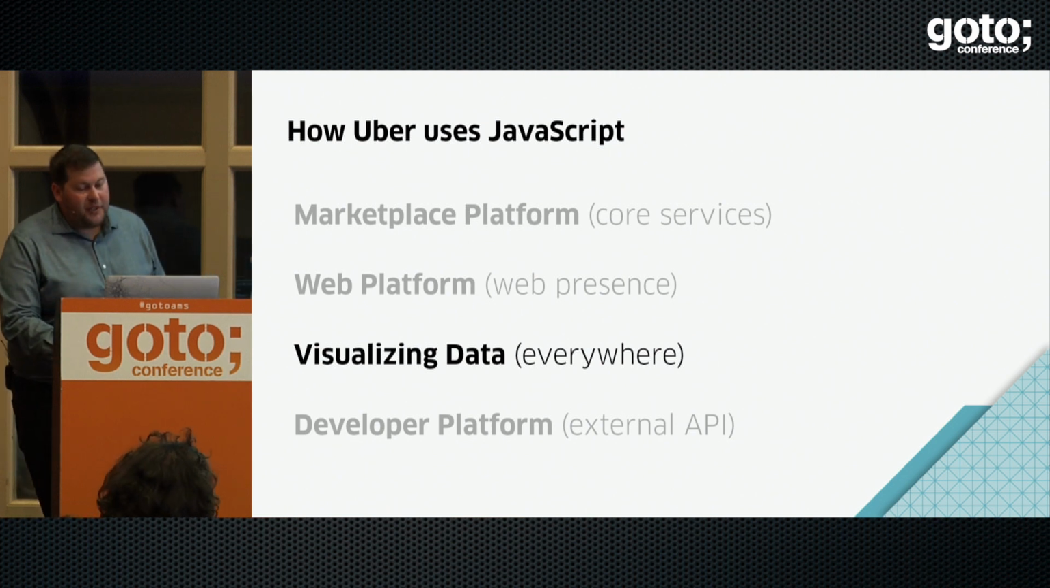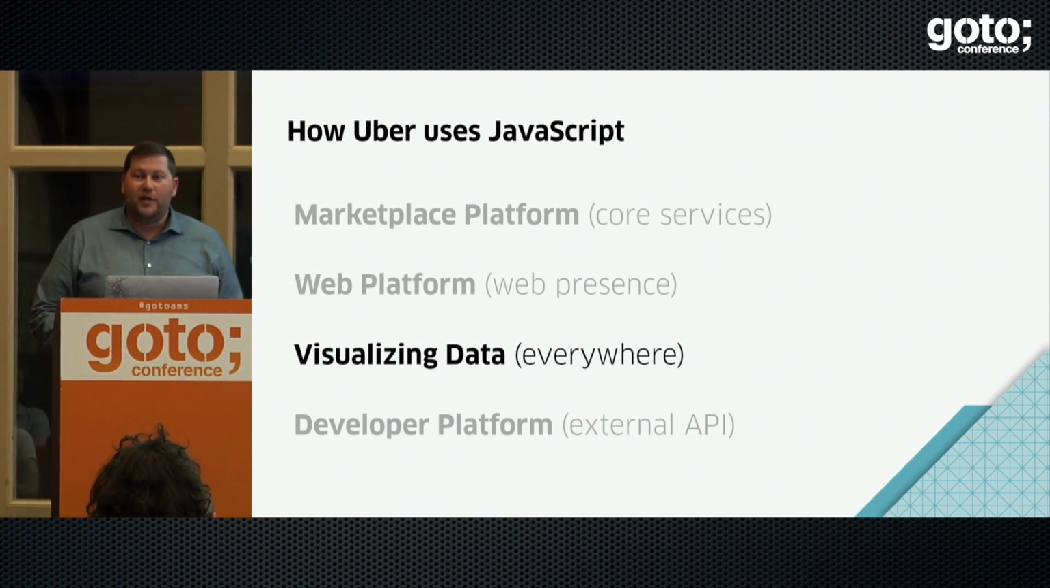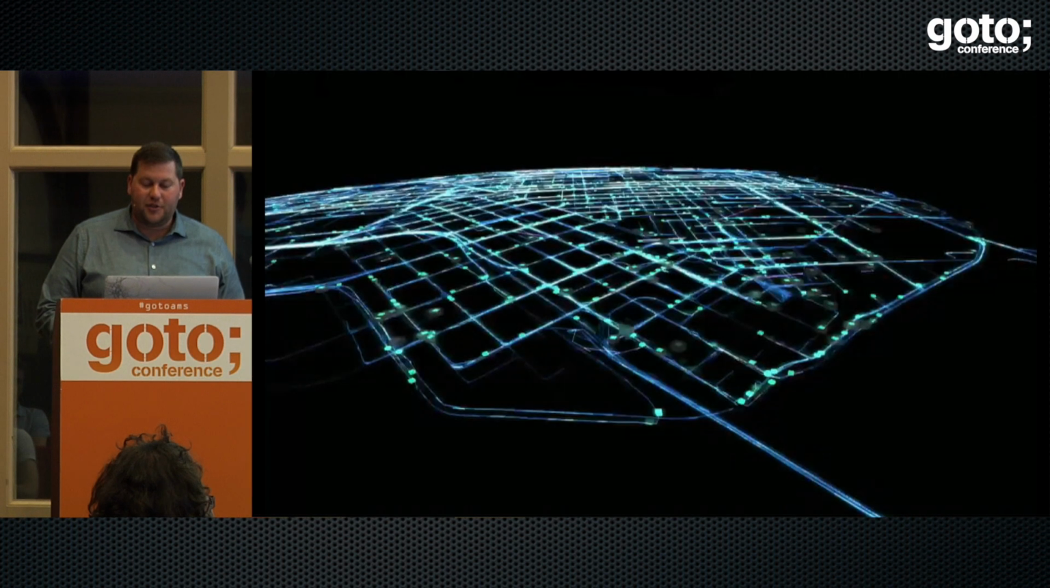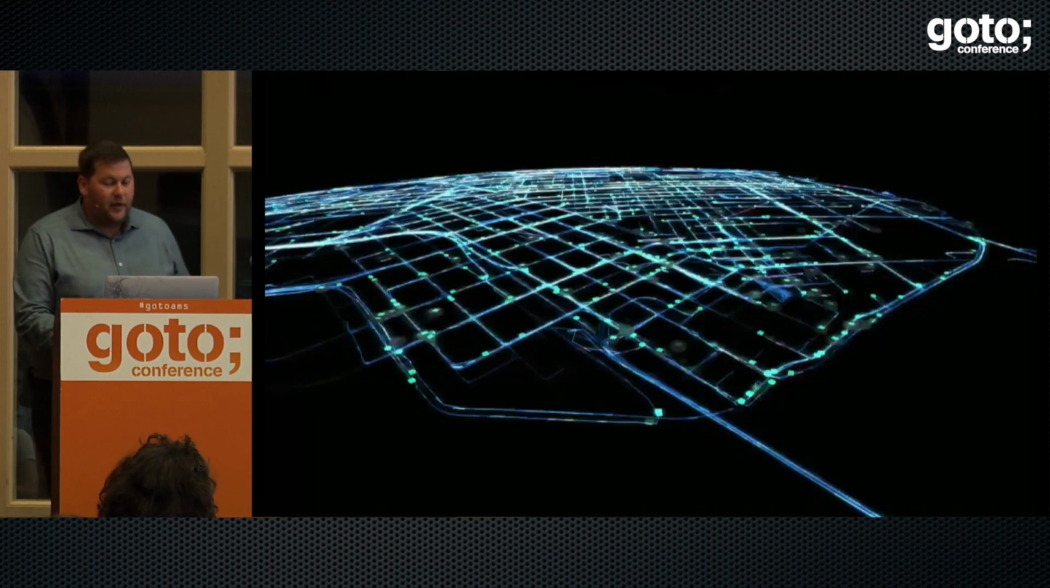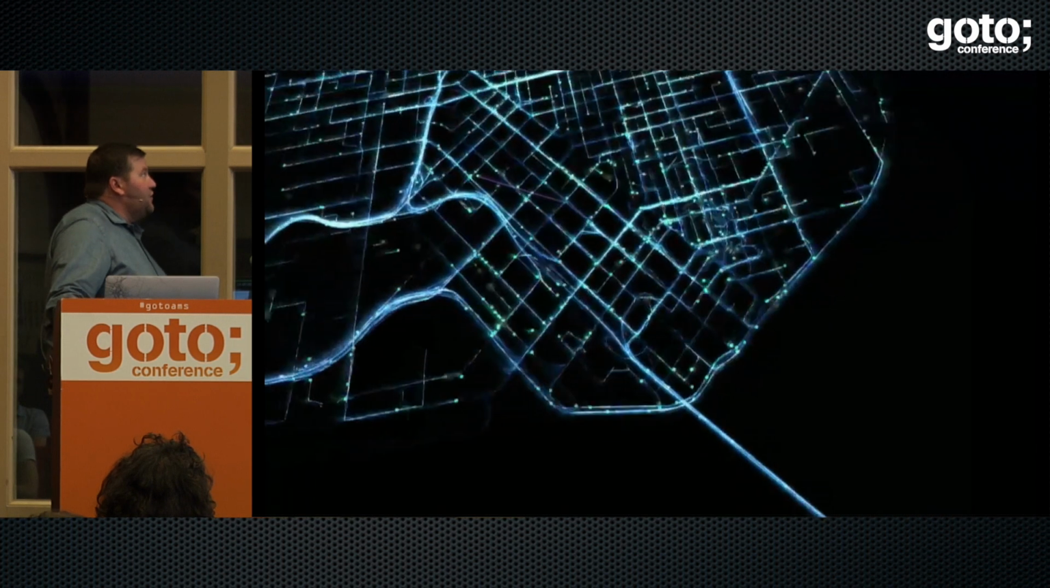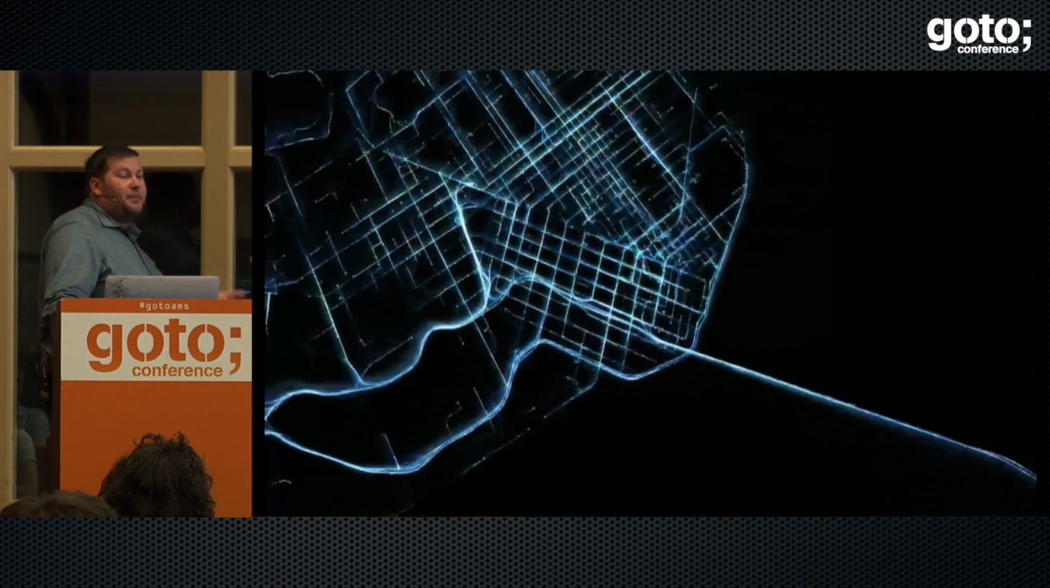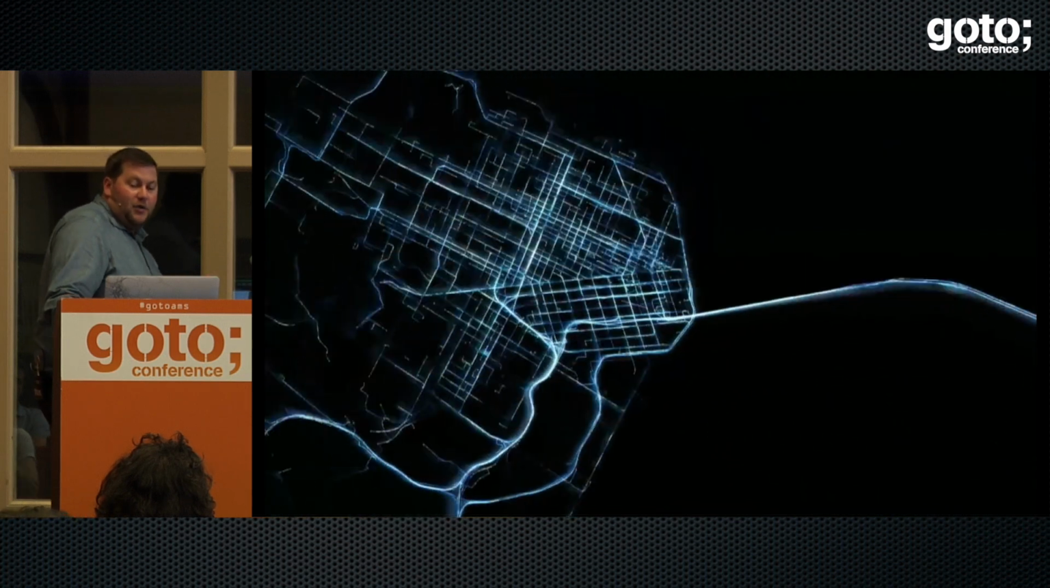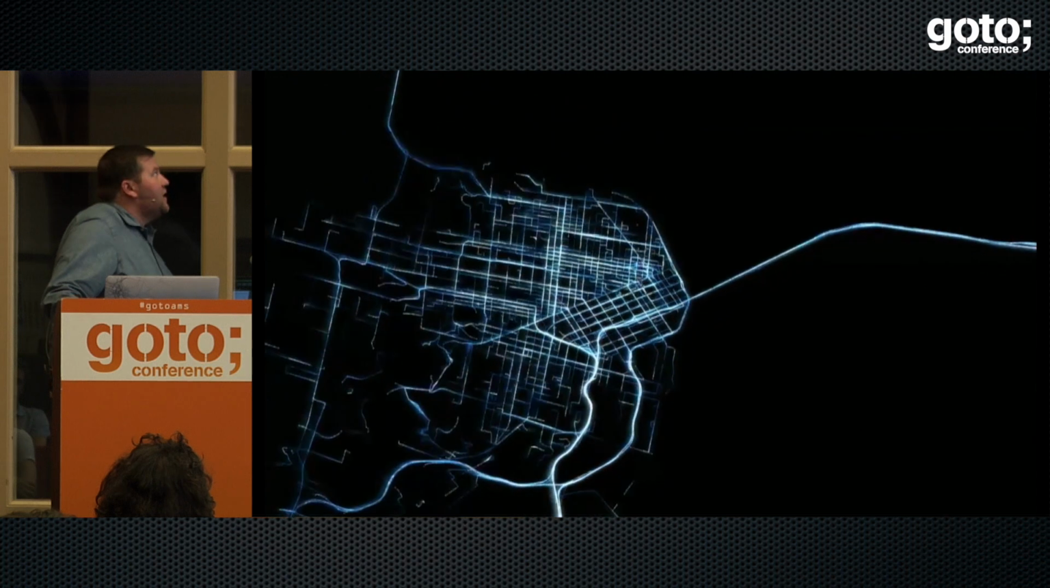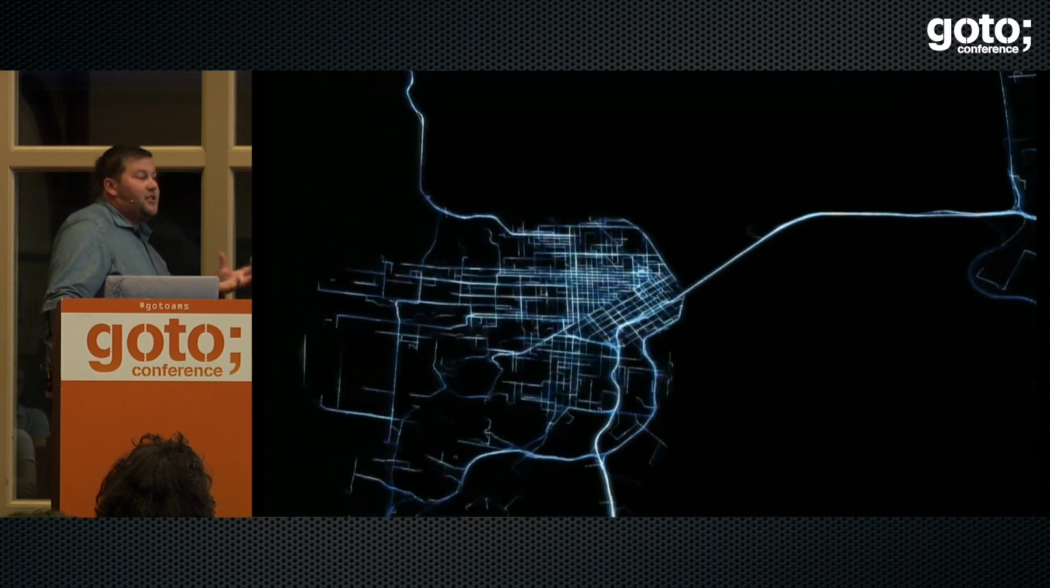And so one of my favorite ways that we use JavaScript is actually in data visualizations. This is one of the most powerful ways that we use JavaScript today. This is a day in the life of San Francisco. If you take a look at this visualization, this is actually powered by DeckGL, which is a WebGL framework we've released. And it allows us to understand how cities work.